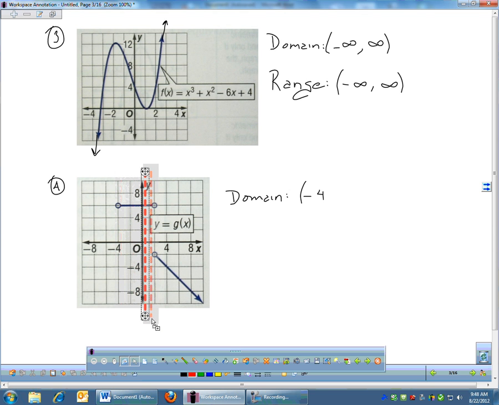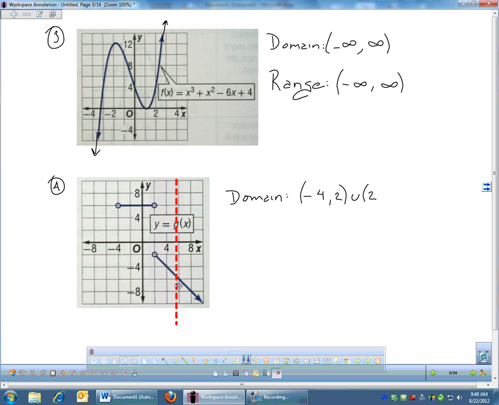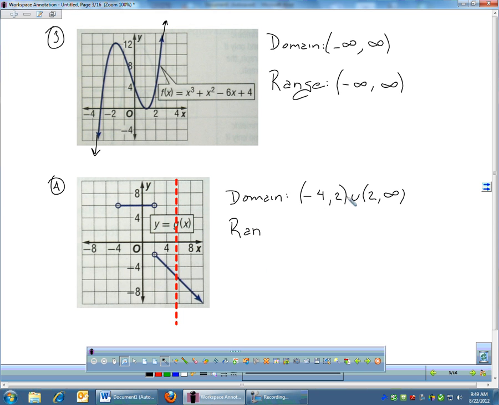touching my graph. And then when I get to 2 here, I have open circles up there and down here. So I'm actually not touching my graph at all at 2. So I'm going to have to stop for a second. And then we'll pick back up. Right after 2, my graph continues. So after 2, and then this thing goes forever to the right. So 2, forever to the right. So there's my domain, -4 to 2, and then everything after 2. My range.